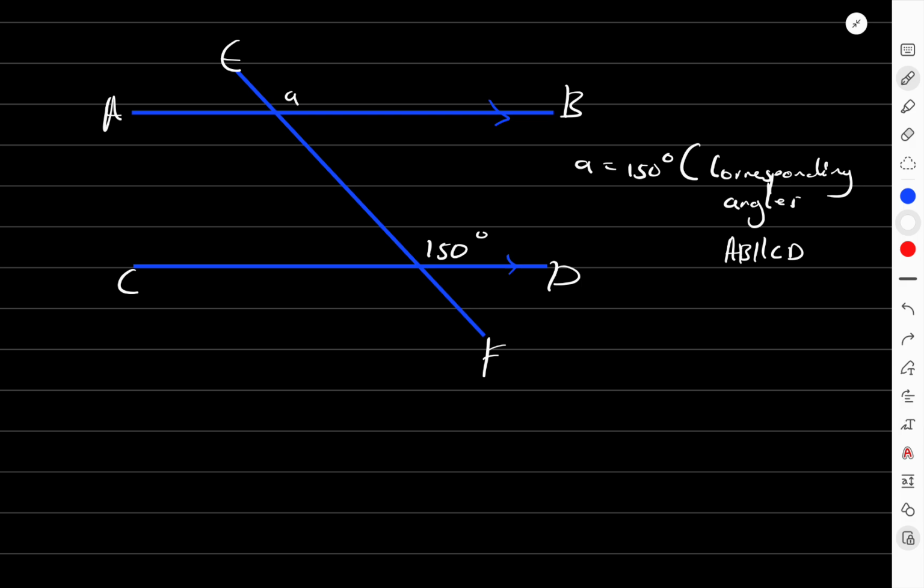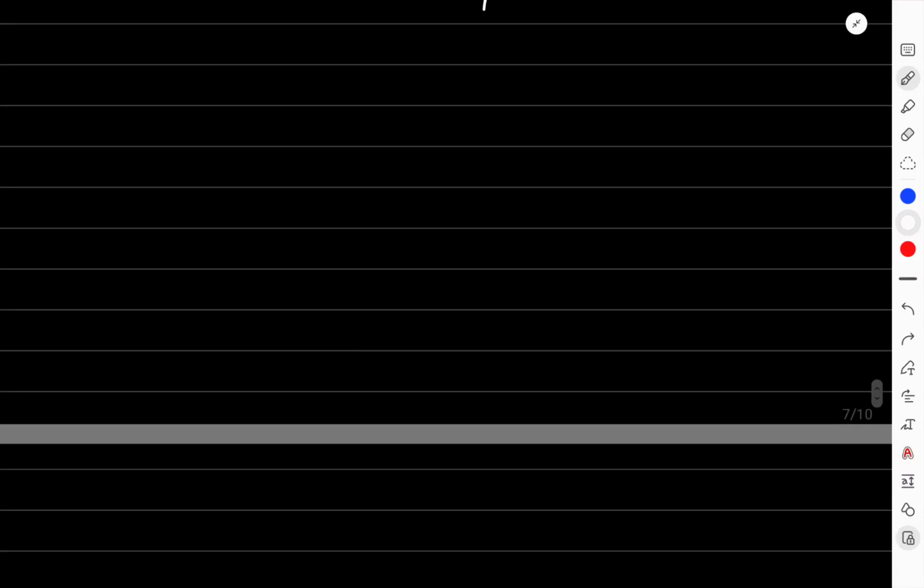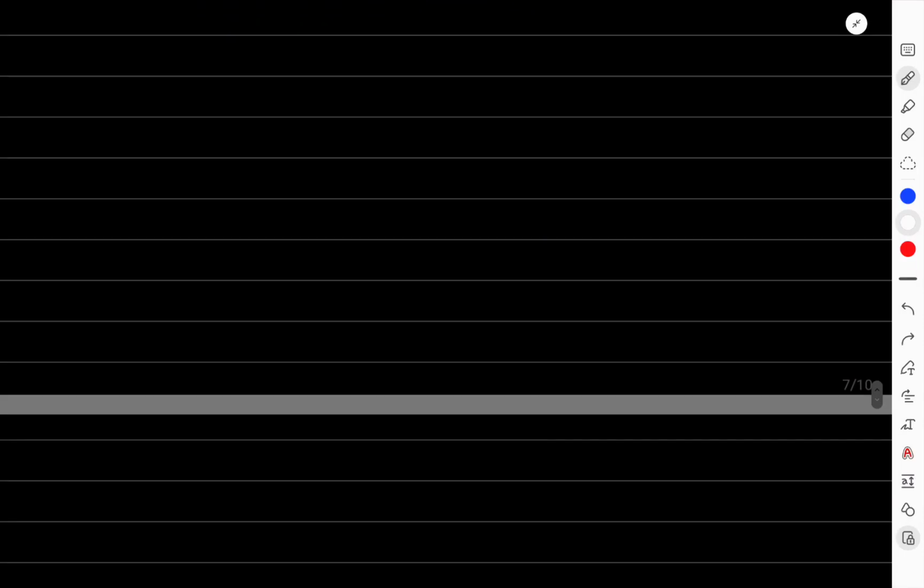Let me do another. Let us calculate another. Let me draw another structure. I have this structure whereby I have two lines that are parallel.